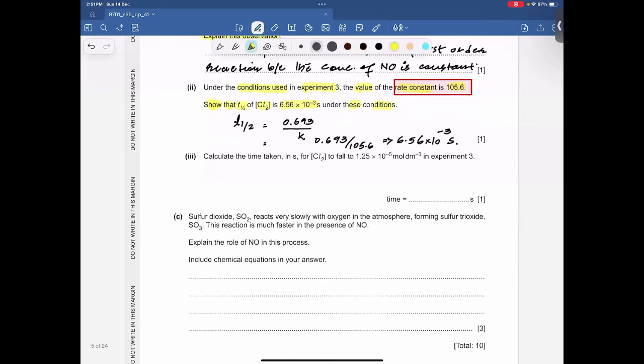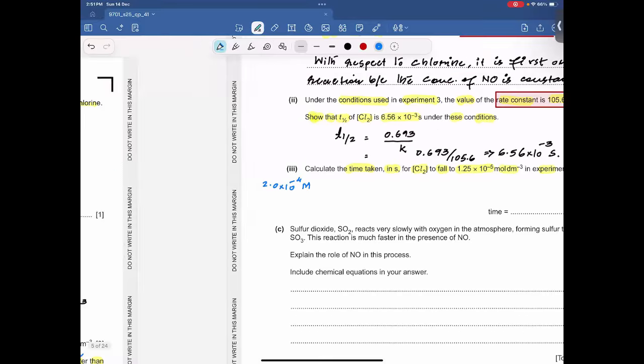Calculate the time taken in seconds for the concentration of chlorine to fall to 1.25 into 10 to the power minus 5 mole per dm cube in experiment 3. So technically what's going on here? Initial concentration is basically 2.0 into 10 to the power minus 4 molar. Molar or mole per dm cube is the same thing. And that was the initial concentration given.